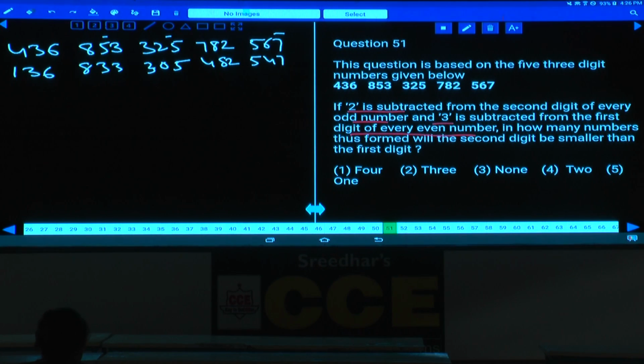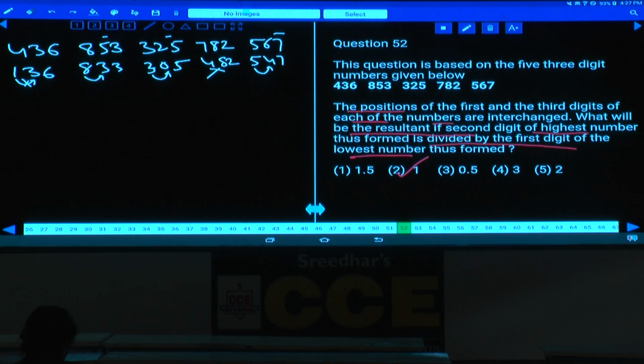Then what is the question here? Then in how many numbers as found will the second digit be smaller than the first digit? Now here the second digit is greater than the first digit. This cannot be answered. Here the second digit is smaller than the first digit, isn't it? 3 is lesser than 8. And here the second digit 0 is lesser than 3. Here the second digit is greater than the first digit. Here the second digit is lesser than the first digit. And so how many numbers are there? There are 3 such numbers wherein the second digit is lesser than the first digit. Now it is given in question number 51. 51 choice 2.